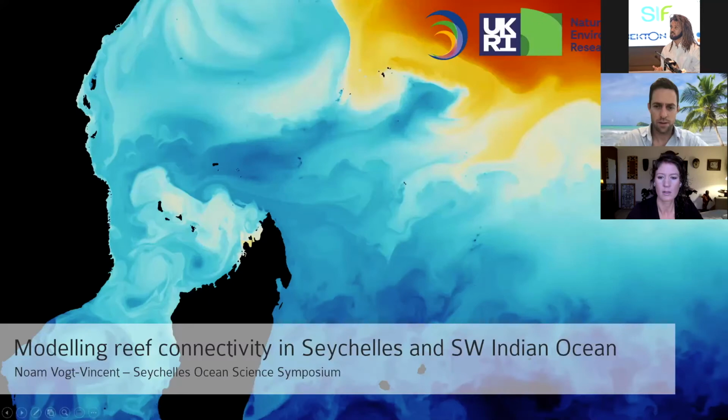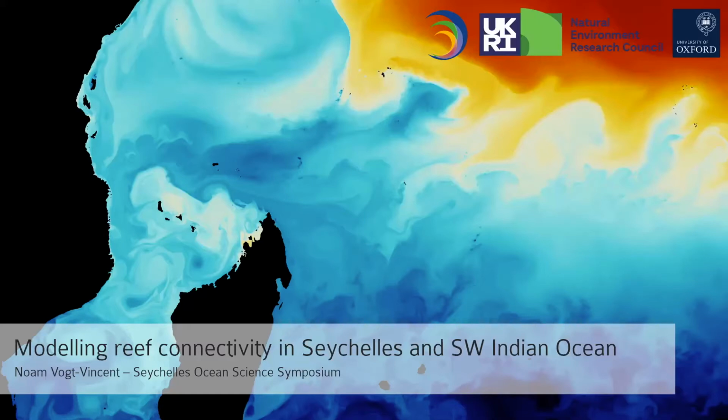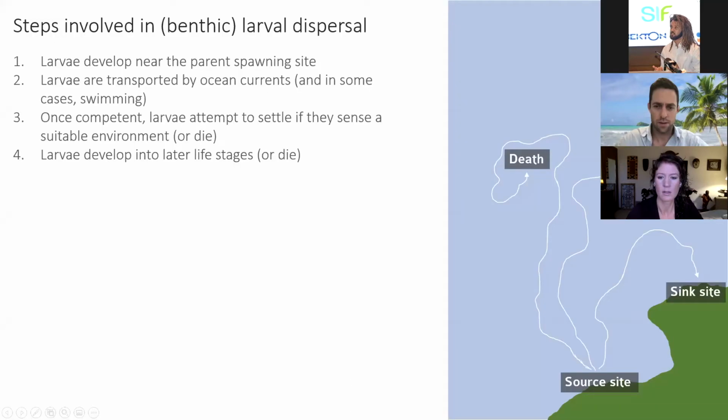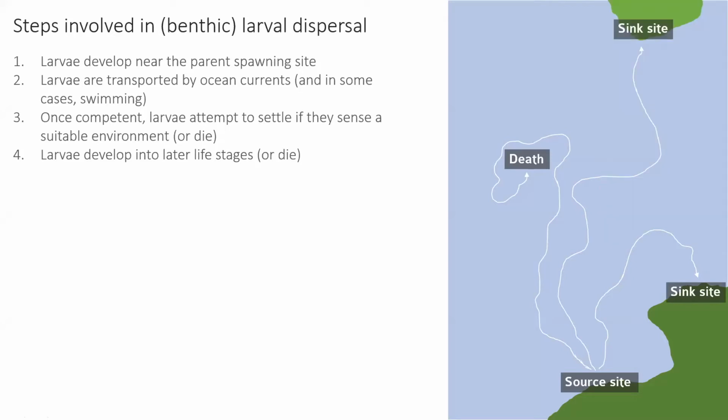All right. So I'm Noam, and I want to talk about the work that I've been doing recently, modelling the connectivity of coral reefs in Seychelles and the wider southwestern Indian Ocean. To start off, some quick theory. Corals, once they're established on the ocean floor, are obviously not particularly motile organisms, so they don't move about very much. But coral larvae are motile because they can be transported for very, very large distances by ocean currents.